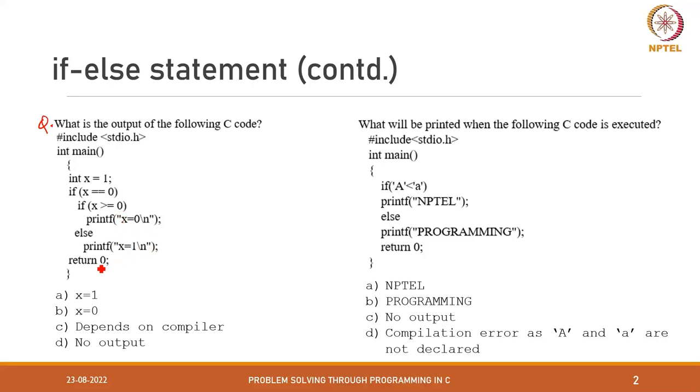So what should be the output of this C code? You can either unmute yourself and speak the answer, or you can just write it in the chat box so that I'll be able to see that. So these are your options. So what exactly will the output be here?